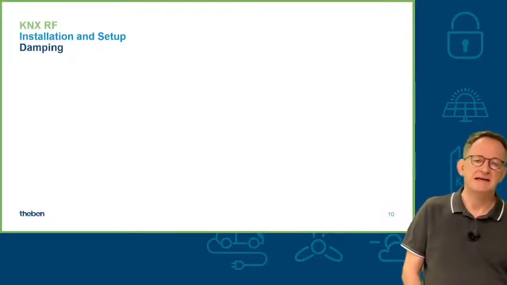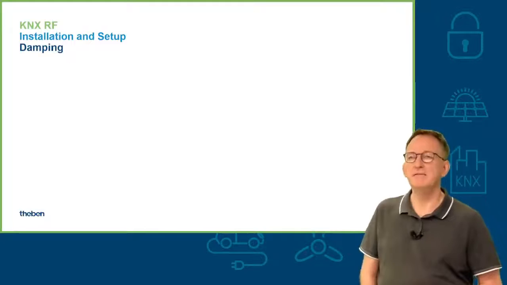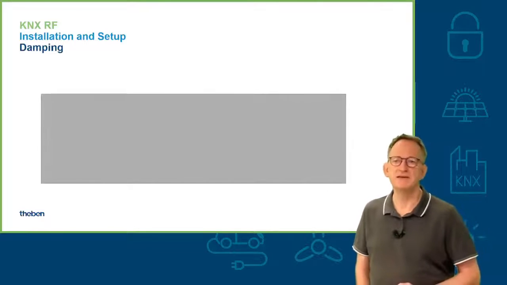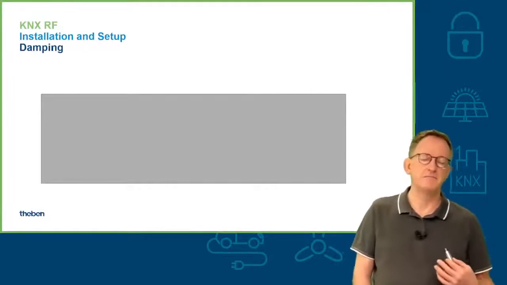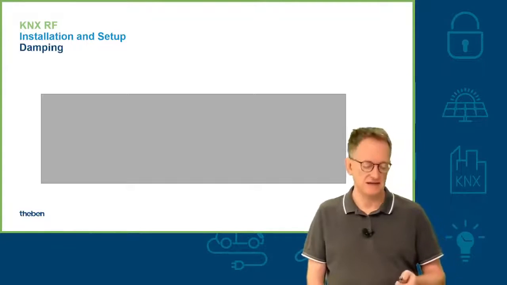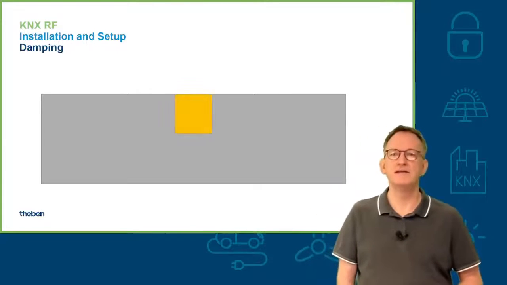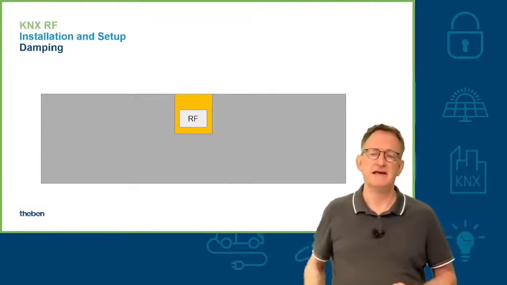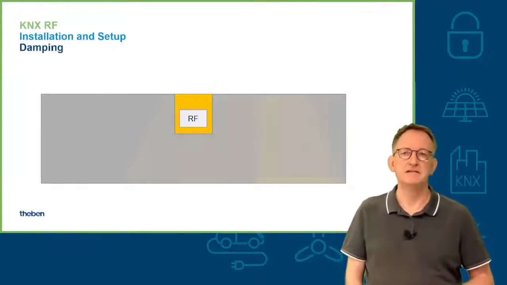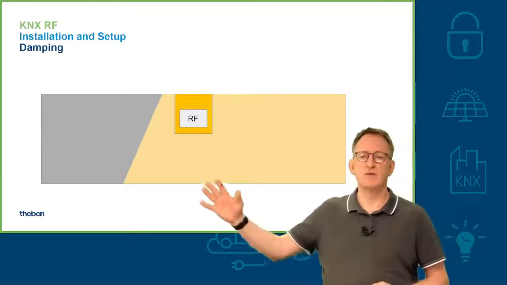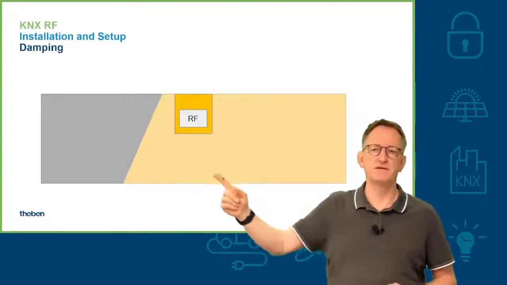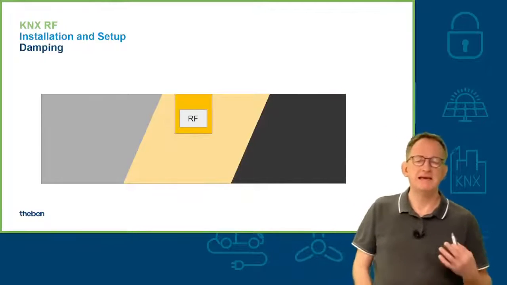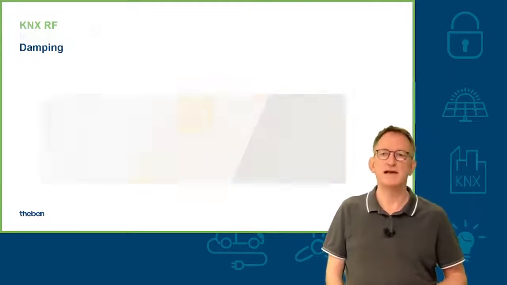No good idea. Then we have other factors which have an impact on the quality of the signal. So we have damping. What does damping mean? Typically the media coupler or the RF devices are installed somewhere in a wall, in a flush-mounted box. And this wall behind also has an impact on the RF signal, but also the quality of that wall. So for example, if you have stone, wood, or concrete or whatever, it has different impacts. And that's what I would like to show you on the next slide.